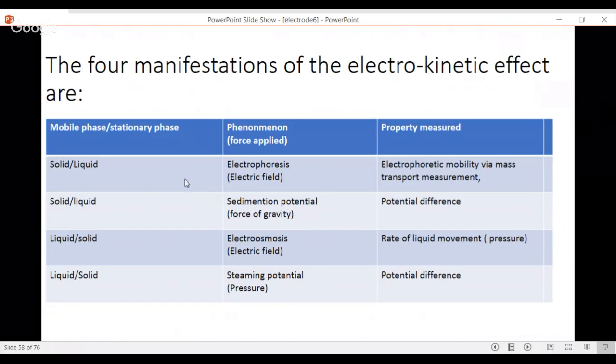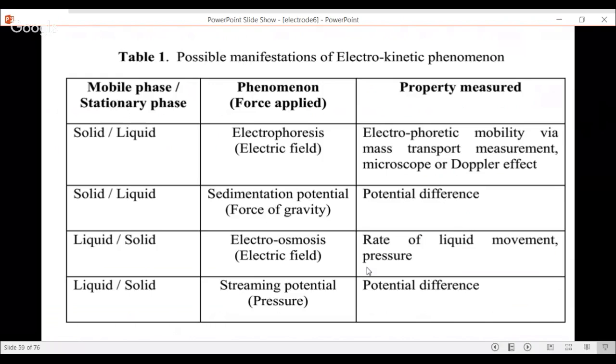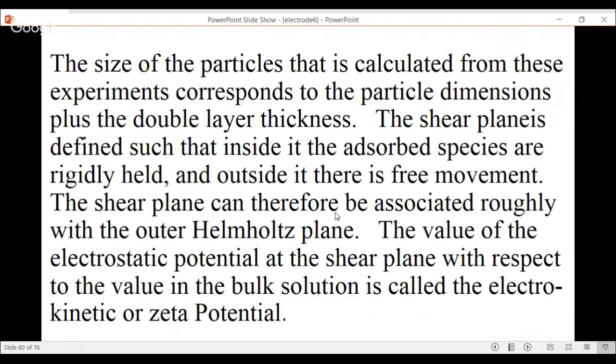We will see the four combinations: solid, liquid, electrophoresis, electric field, electrophoretic mobility via mass transport of the measurement; solid liquid, sedimentation potential, force of gravity, potential difference; liquid solid, electroosmosis, electric field, rate of liquid movement; liquid solid, streaming potential, pressure, potential difference. This is the same thing put here in a different manner. So we will look at them.